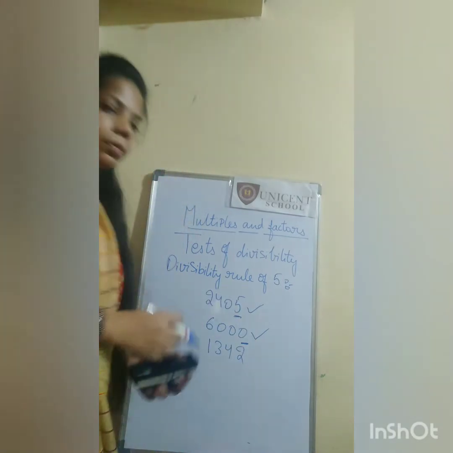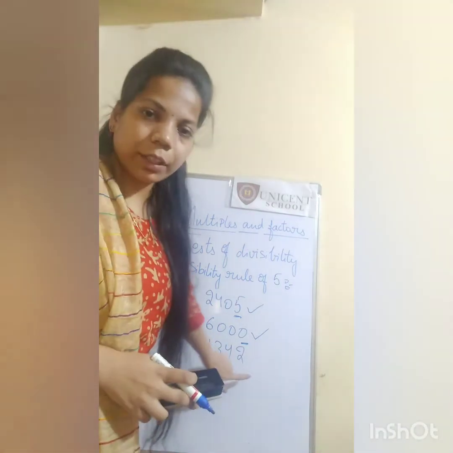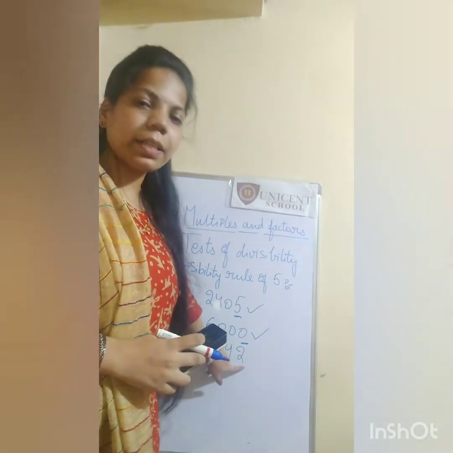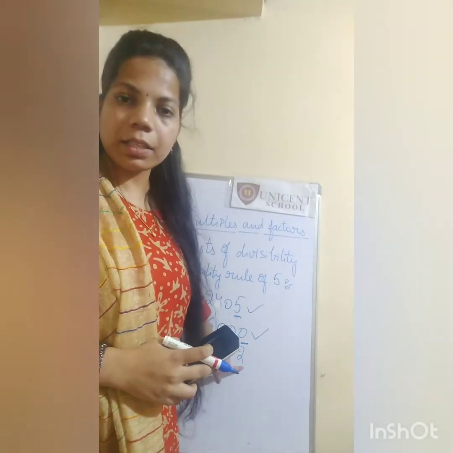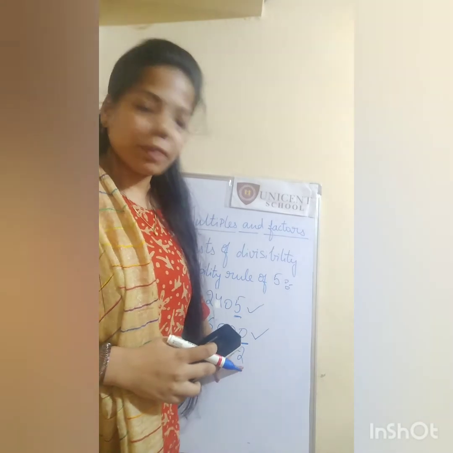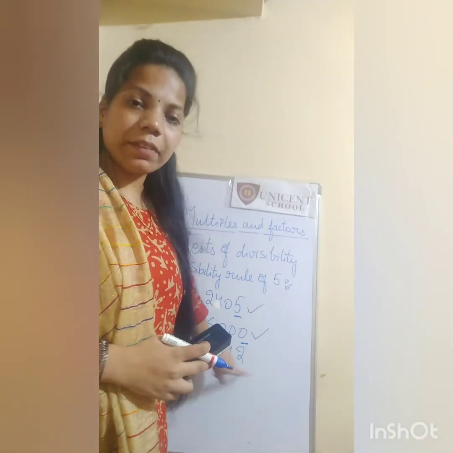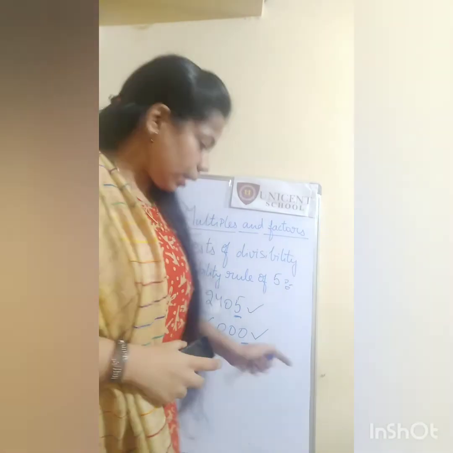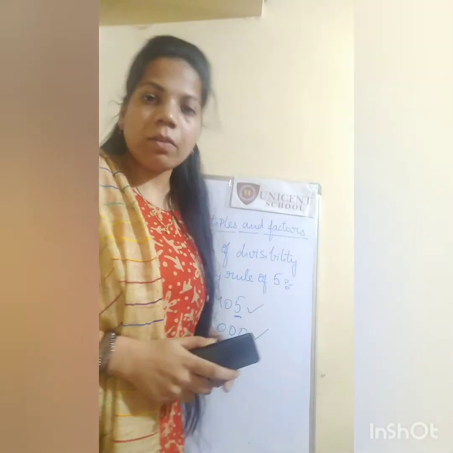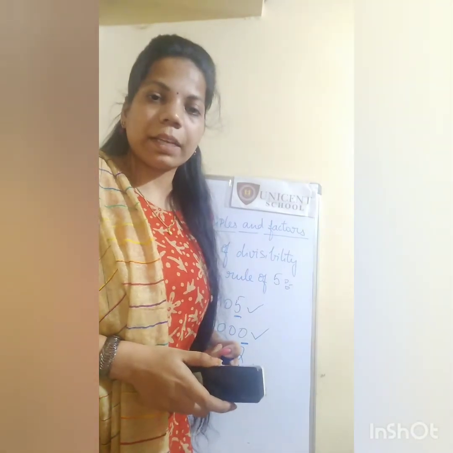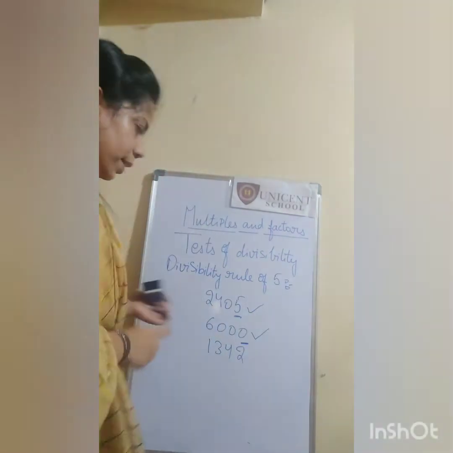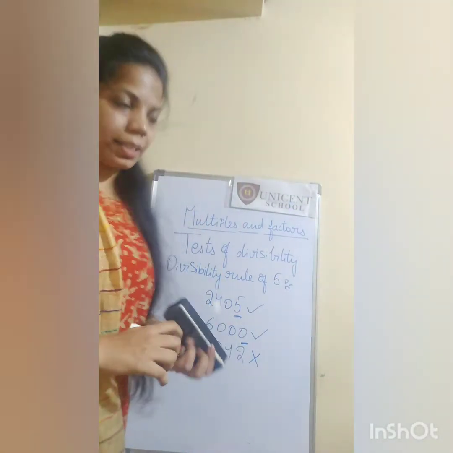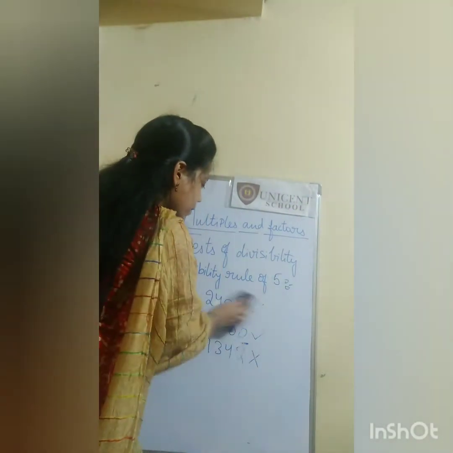Let us see some other example. 1342. Now if you see, this number is having 2 in its units place, right? So is it divisible by 5? No, it is not divisible, because the number should have either 5 or 0 in its units place to make it divisible by 5, right? So it is not divisible by 5. Got it, children? Yes. Now let's move on to the next divisibility rule.